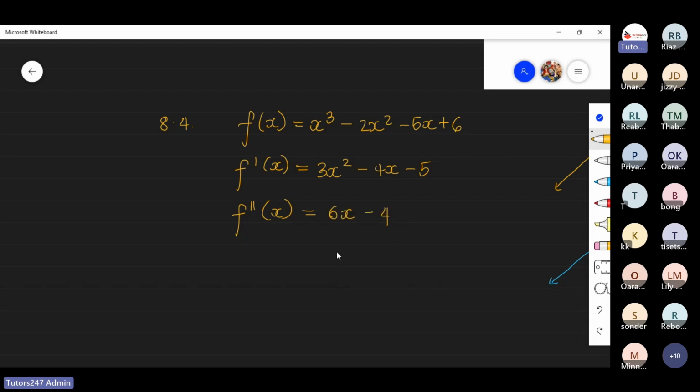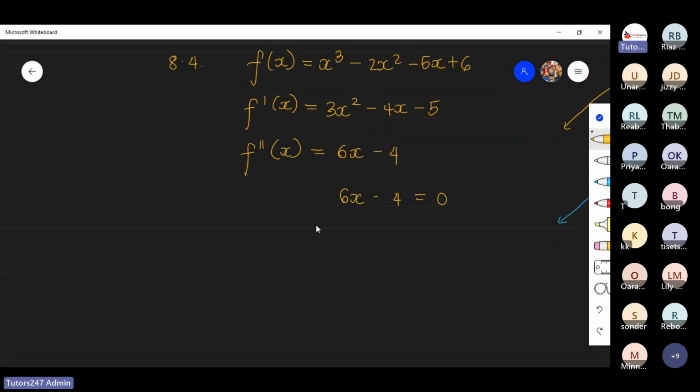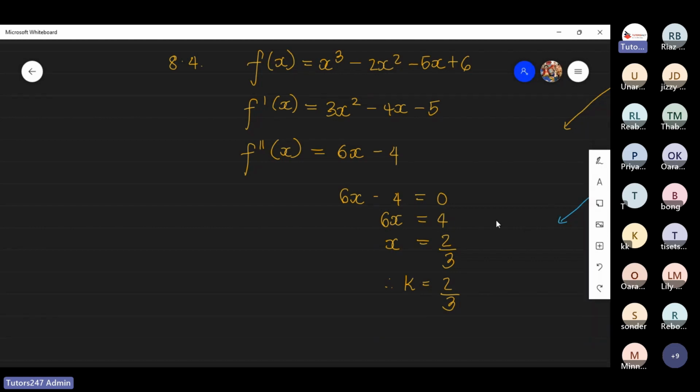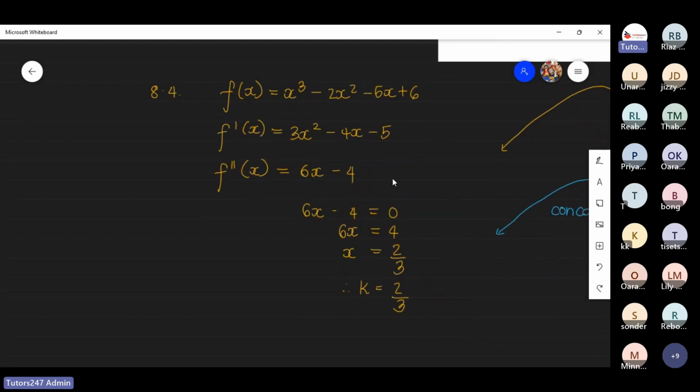Once we derive, we then need to equate it to 0. So we've derived the second time, so now we equate to 0. After we equate to 0, we solve for x. So that is then going to give us 2 over 3. So therefore, K is equal to 2 over 3. Our point of inflection is at x equals 2 over 3. And since the point of inflection is your value of K, that means K is equal to 2 over 3.